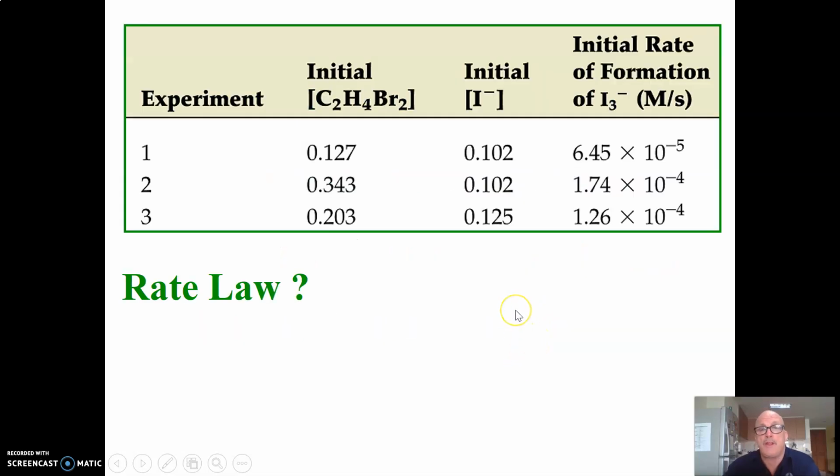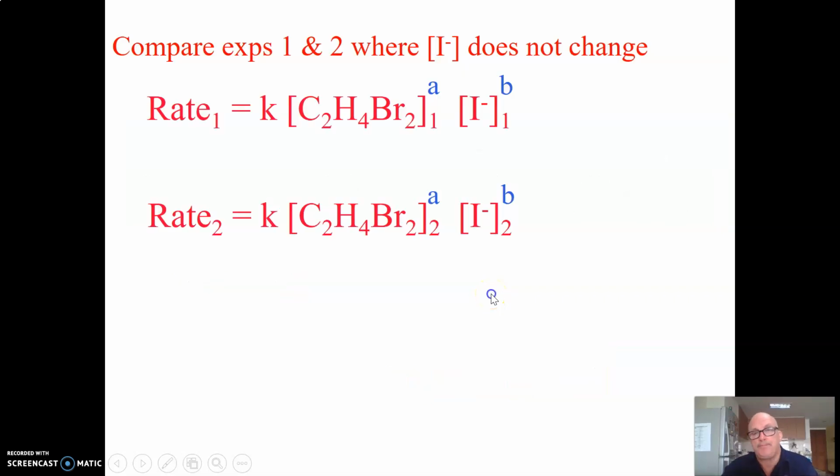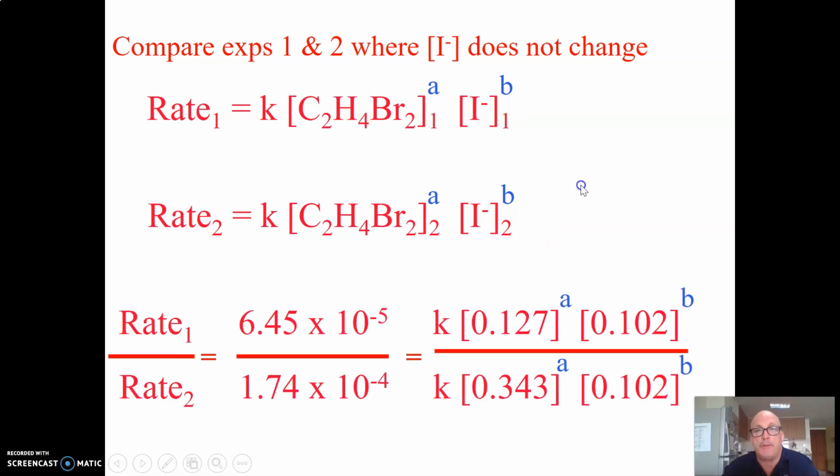Now here's another one where you have to use rate ratio. Stays the same, it changes and changes, so we can work out that one, but there's nothing staying the same there. Okay, so here we go. We're trying to work out what A and B is, and here's the rate expression for experiment number 1, and here's the rate expression for experiment number 2, and we can put the values in. Here we go. Experiment 1, experiment 2, put the values in. These are staying the same. We can cross out all those things.